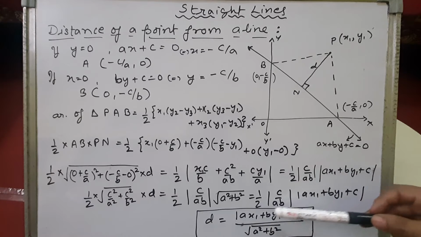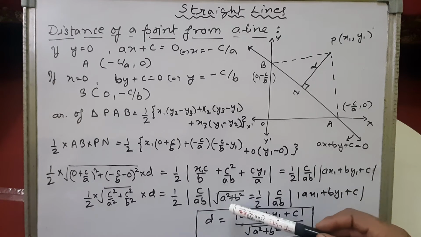So this 1 by 2 c upon ab and 1 by 2 c upon ab will get cancelled, and when we cross multiply, there should be d here.